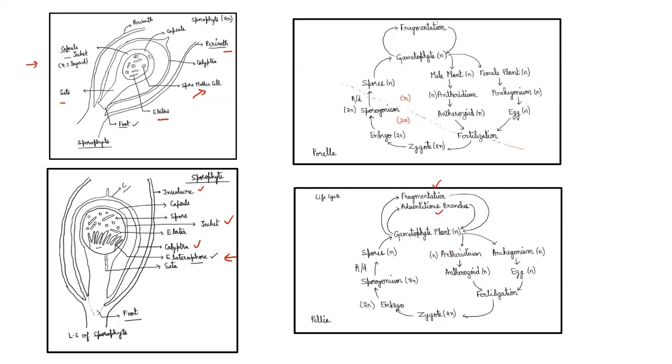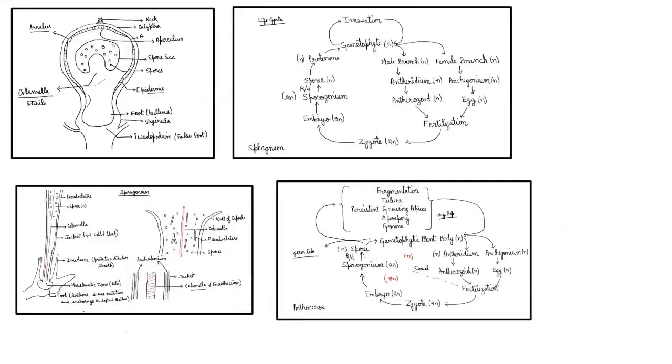They will form the respective gametes, which will fuse to form a zygote. Then the zygote will divide mitotically to form an embryo. This embryo will form a sporophyte, which will be dependent on the gametophyte. And inside the sporophyte, spores will be produced after the reductional division.